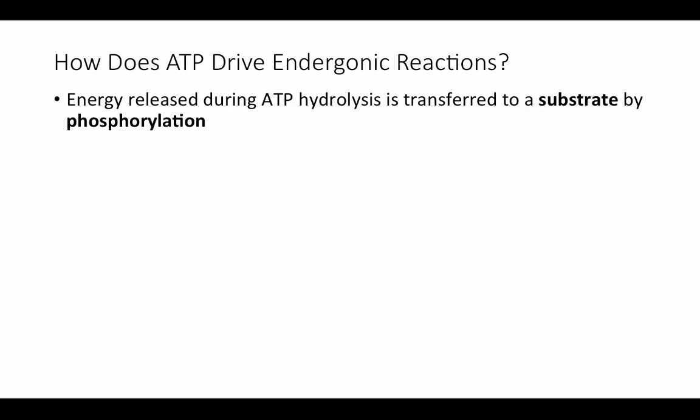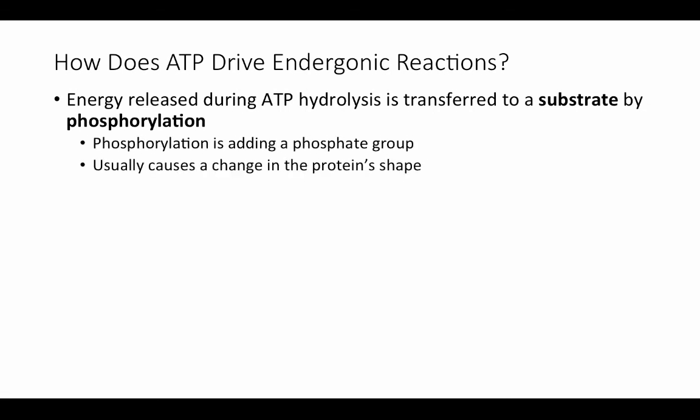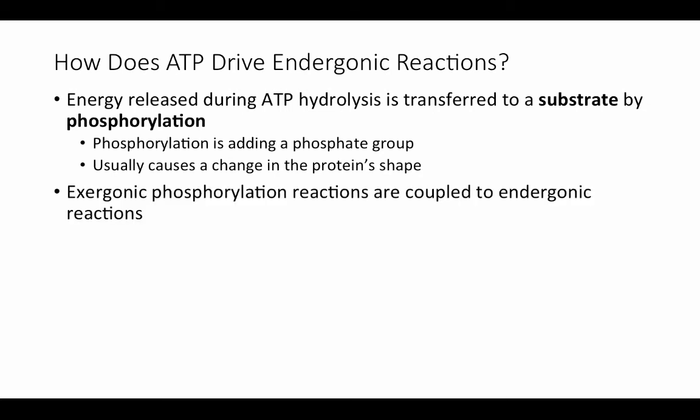So the energy released during ATP hydrolysis is transferred to a substrate by phosphorylation, the addition of a phosphate group to another molecule. So this is usually going to cause a change in the protein's shape that's going to give it a higher energy state than it had before. It's going to make that protein less stable. So then, exergonic phosphorylation reactions are coupled to endergonic reactions. Okay, so let's see how this is coupled together.